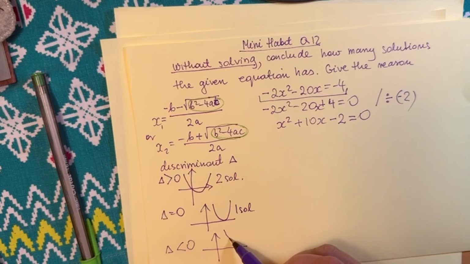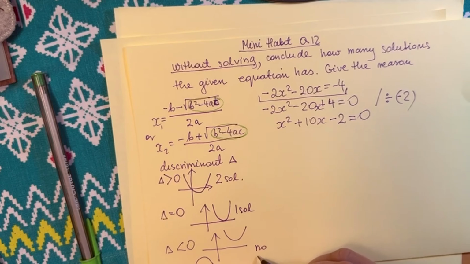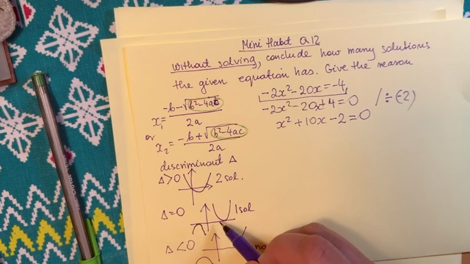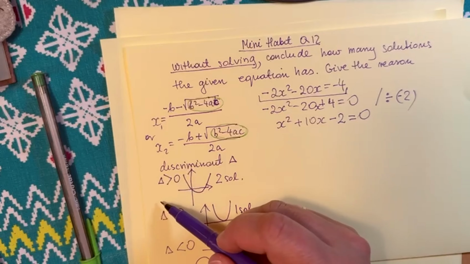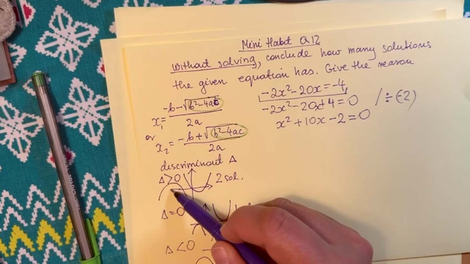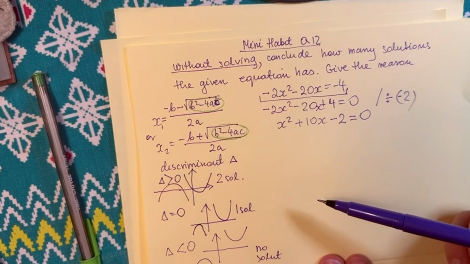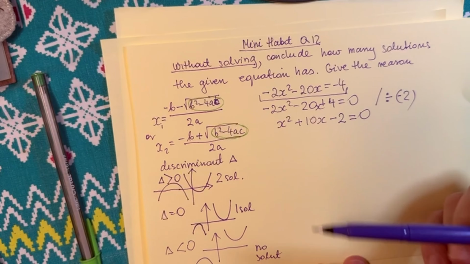So you can have a parabola hanging, with no solutions. The parabola can be this way or that way, it depends on the situation. Now what we are going to do is calculate the discriminant.